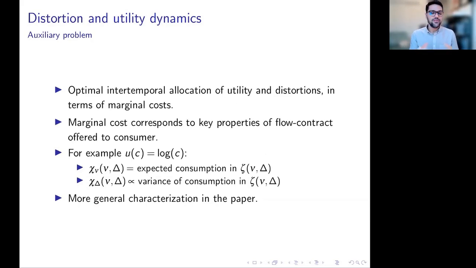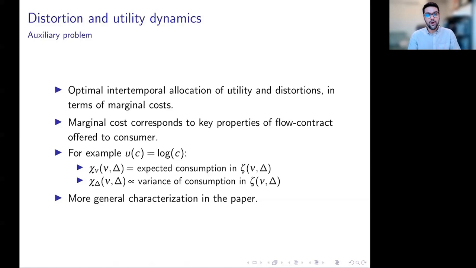Zeroing in on this cost minimization problem, I'll obtain a characterization of optimality in terms of marginal costs that tells us how the marginal costs of flow utility and flow distortions evolve over time in a cost minimizing mechanism. And I've already argued that this flow utility nu and this distortion delta have a direct interpretation, which is the attractiveness of a contract within a period and the amount of distortion in a flow contract offered to the agent within a period.